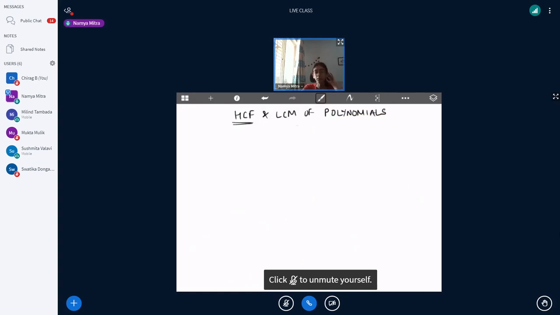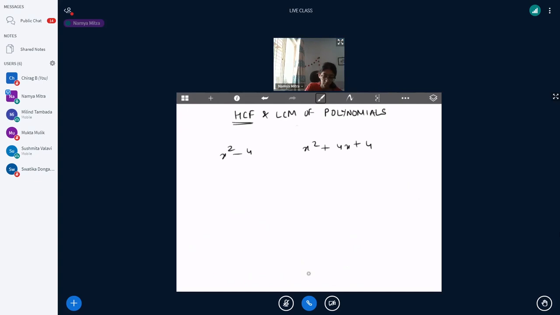Now there are questions where you will need to factorize first and then find the HCF. So let's say we have x square minus 4 and x square plus 4x plus 4. If we need to find the HCF of these two polynomials, we will first need to factorize it. Why do we need to factorize it to find the HCF? Because at the end of the day, HCF is the highest common factor. And to find the highest common factor, we would need to know what the factors are.